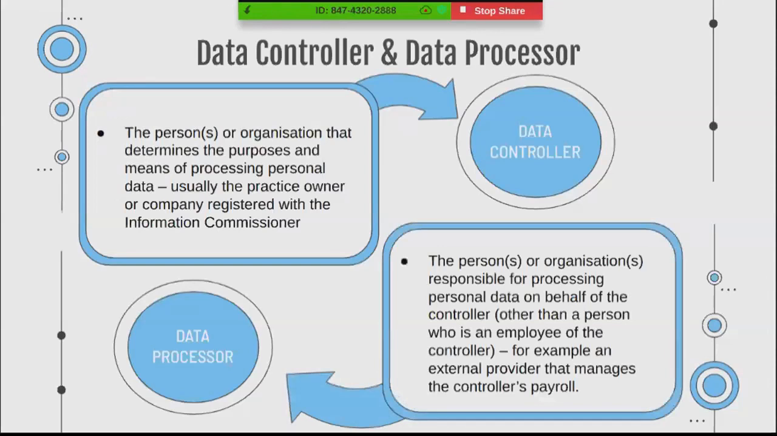Whereas the data processor is the person or organization responsible for processing personal data on behalf of the controller, other than an employee of the controller. So for example, this could be an external provider that manages the controller's payroll. It could be a service provider who provides practice management software. It could be a lab contact lens supplier who's supplying lenses on behalf of the data controller. So the data controller is the practice, basically. The data processor is anyone who processes data on behalf of that practice, but not an employee of the controller. It's an important distinction to remember.